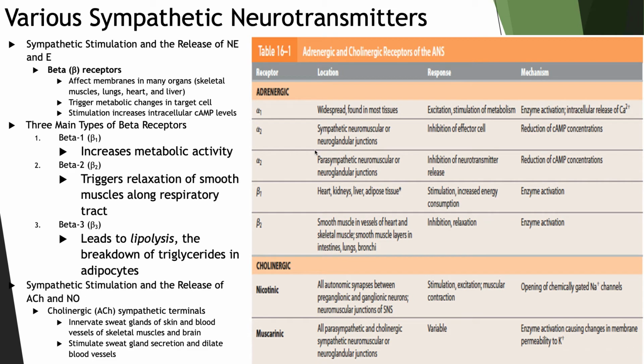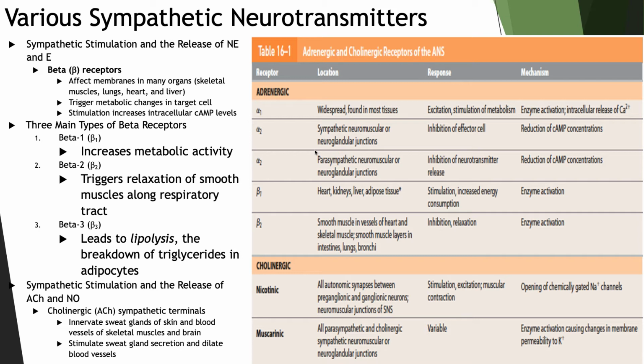Beta receptors are located on plasma membranes of cells in many organs, including skeletal muscles, the lungs, the heart, and the liver. The stimulation of beta receptors and G protein activation triggers changes in the metabolic activity of that target cell. These changes occur indirectly as G protein activation results in an increase in intracellular cAMP levels. There are three major types of beta receptors: beta 1, 2, and 3.